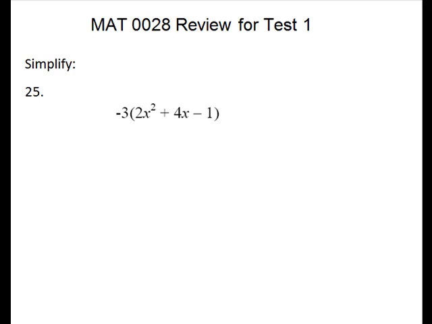To simplify problem 25, we're going to need to distribute. We don't have any like terms on the inside. So we will distribute the negative 3. You're taking the sign with the 3. You'll have 3 multiplications. So negative 3 times 2x squared will be negative 6x squared. Negative 3 times a positive 4x will give us a negative 12x. And negative 3 times a negative 1 will give us a positive 3 with the 2 negatives. Parentheses comes off, and you're done.